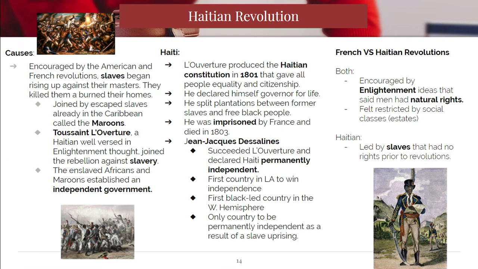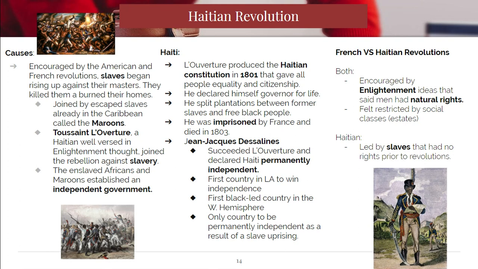Is when the Haitian Constitution comes into effect. It's not soon after that that abolition really takes off and starts in Europe, right? So the two are definitely connected.